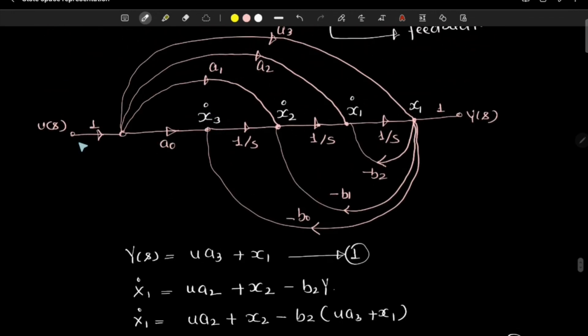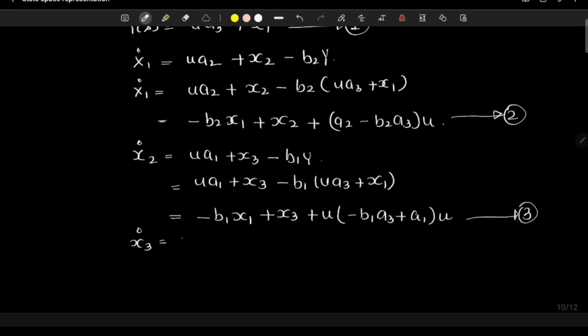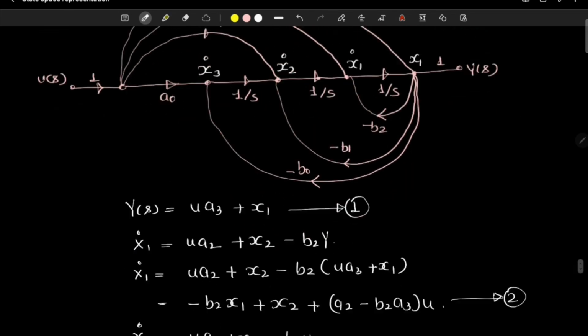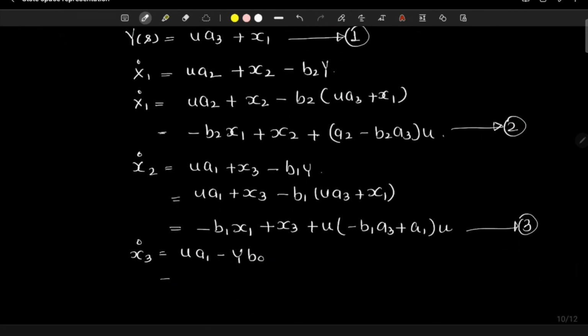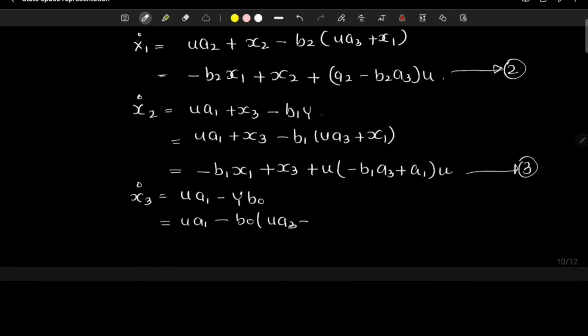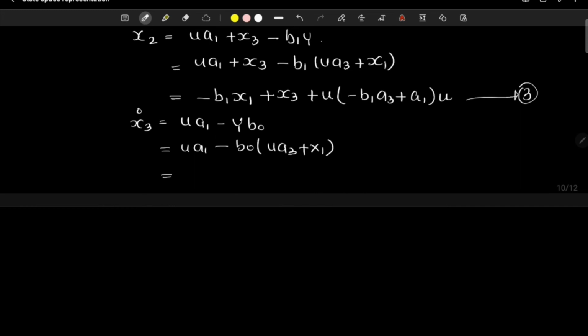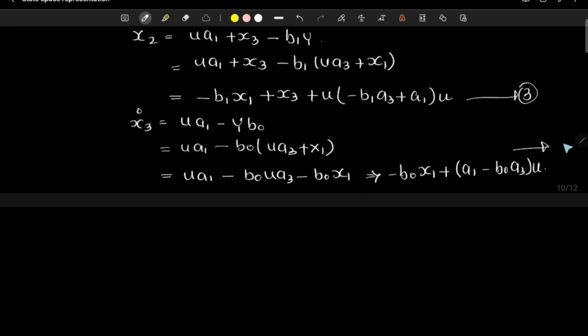Now third point is x3. So what are the incoming signals here? u into a naught and y into minus b naught. So x3 dash is equal to u into a naught minus y into b naught. Okay, so this will be u into a naught minus b naught. What is the value of y? y is u into a3 plus x1. Now this will be u into a naught minus b naught u into a3 minus b naught x1. Or we can write this equation as minus b naught x1 plus (a naught minus b naught a3) u. Okay, so let's take this equation as equation 4.